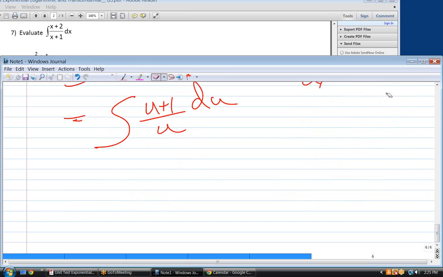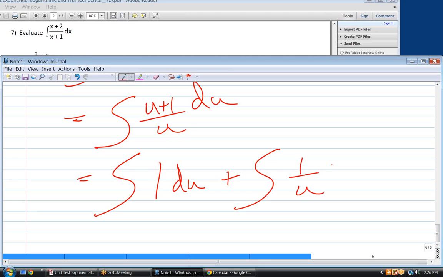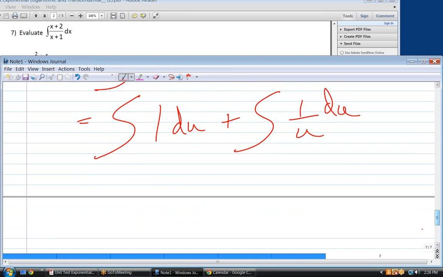So we have u plus 1 over u du. Split it into two partial fractions. Remember, you can always split it into partial fractions if you have a single entity in the bottom. So for the first one, we have u over u, and the second one is 1 over u du. Since u over u is 1, the first one just becomes a u.